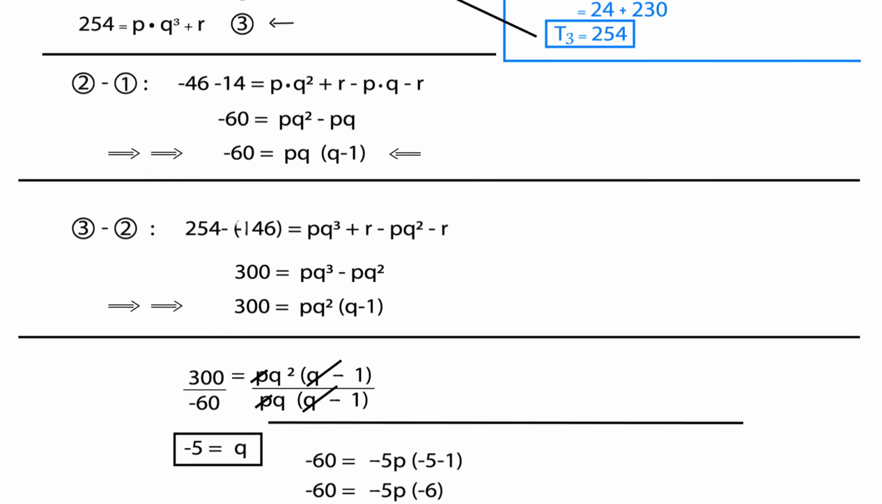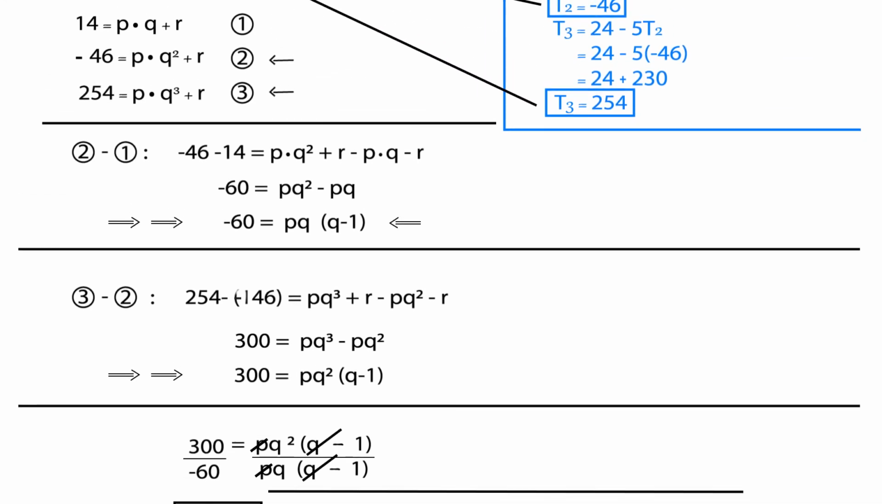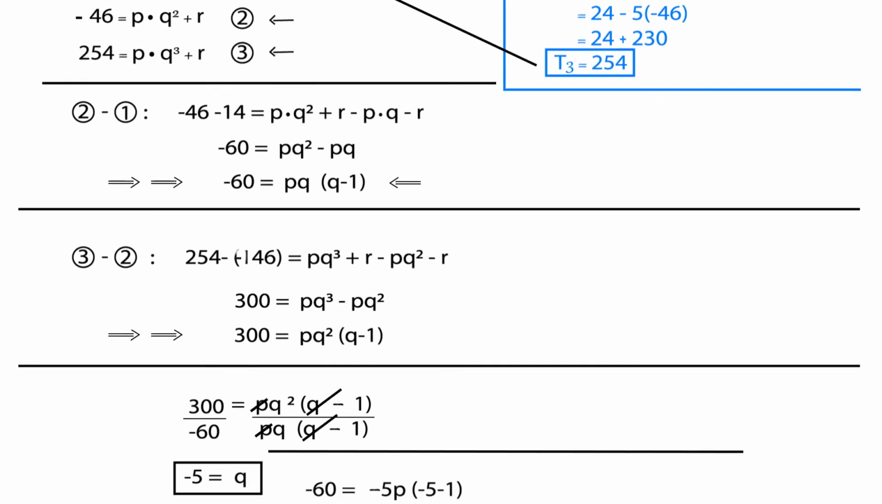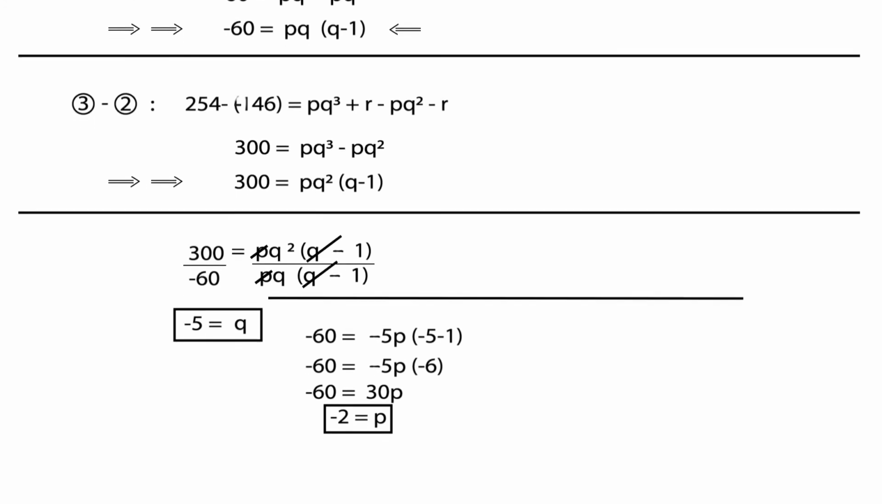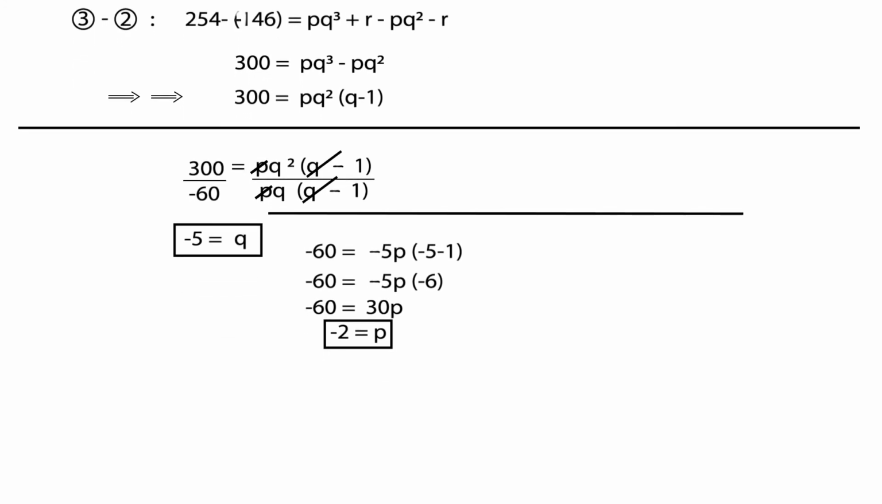And then I think I have just one variable remaining, right? r. So I can use any of these equations that I got up here. This one seems simple enough. 14 is equal to pq plus r. All right, let's use that one. So 14 is equal to p times q plus r. So 14 is equal to minus 2 times minus 5 plus r. 14 is equal to 10 plus r, and therefore r is equal to 4. And there you have it.